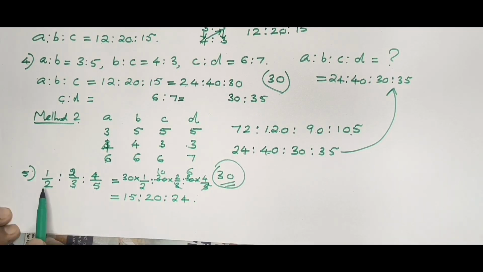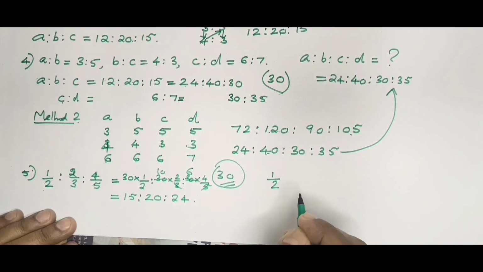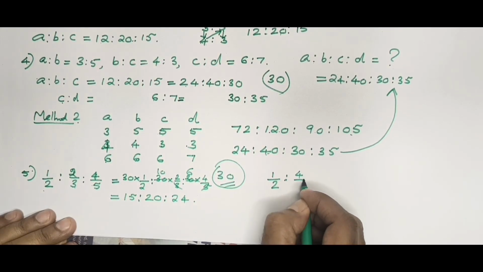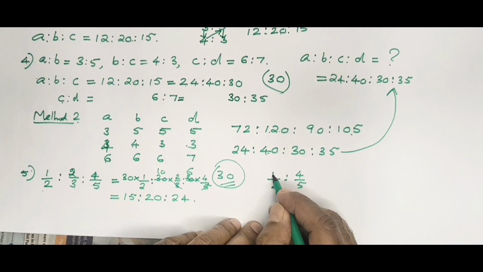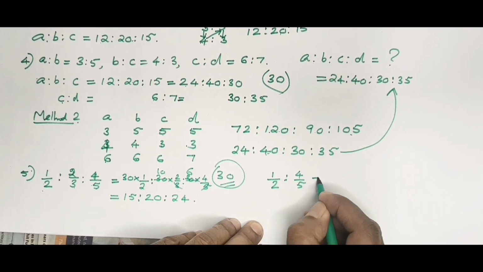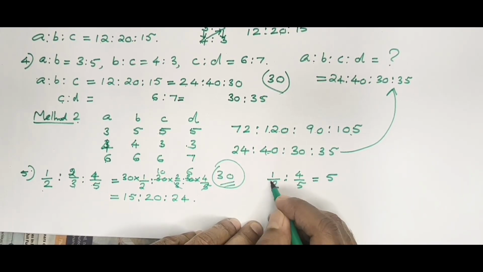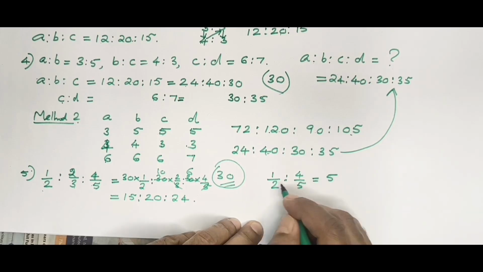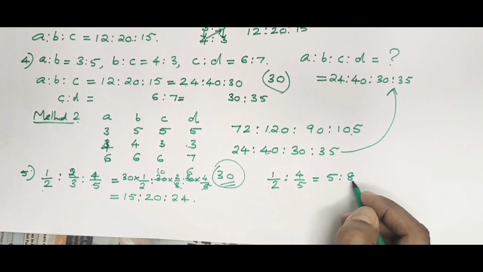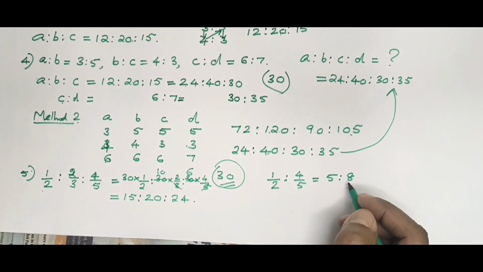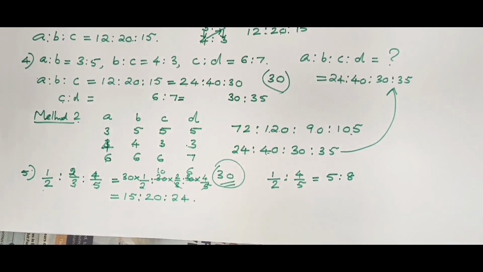By the way, if you have only 2 terms in a ratio, for example, 1 over 2 and say 4 over 5, you don't need to take this approach. You multiply like this, cross multiplication, that's 5. Then you multiply this way, 2 multiplied by 4, 8. Immediately you can write the answer. But this works only for 2 terms, not for 3 or more number of terms.